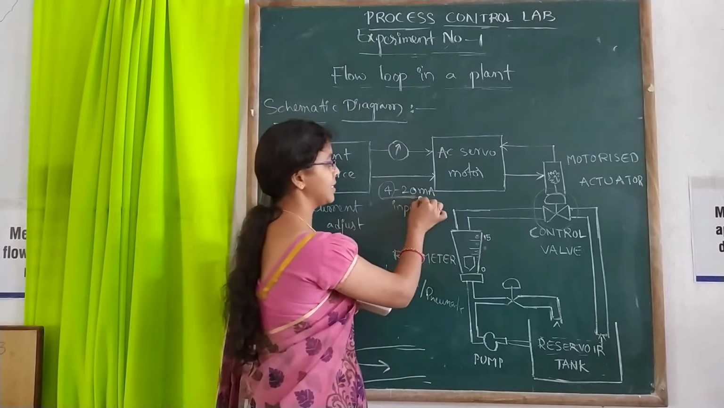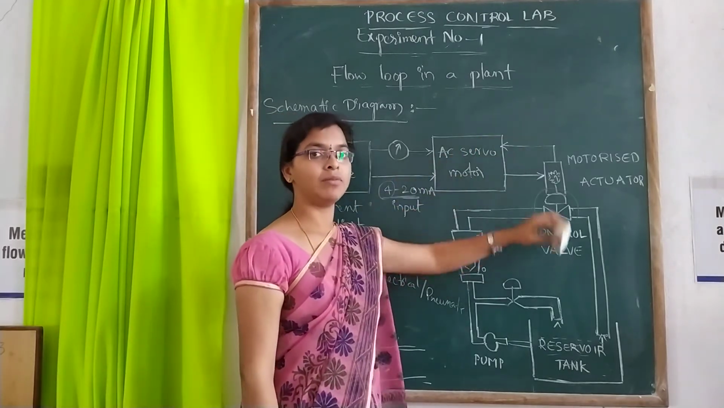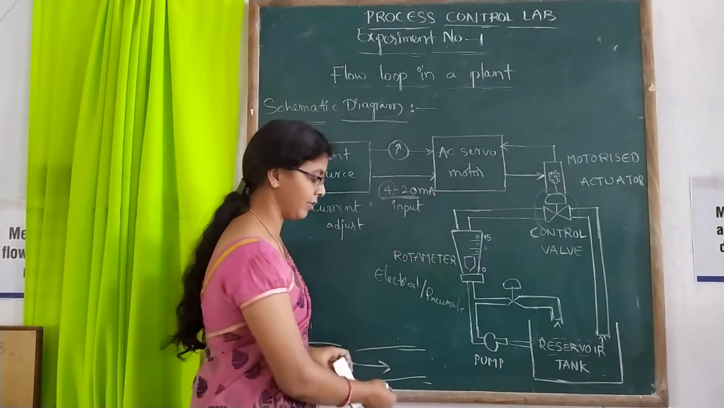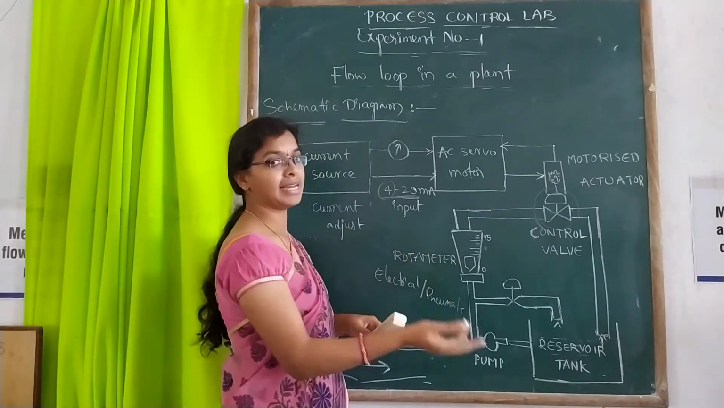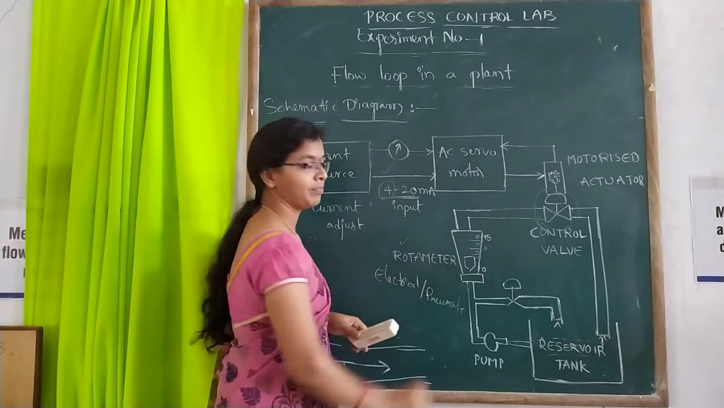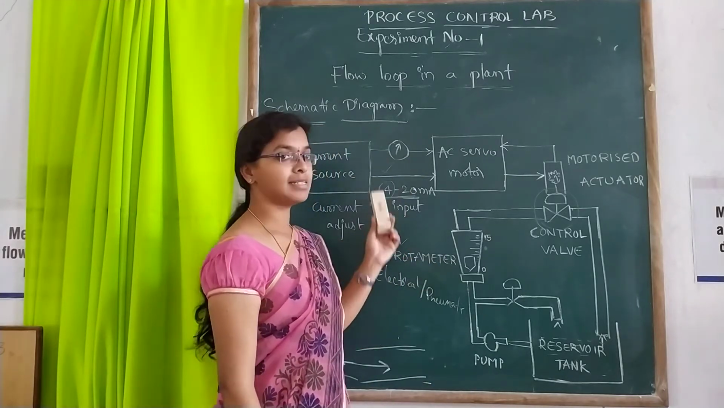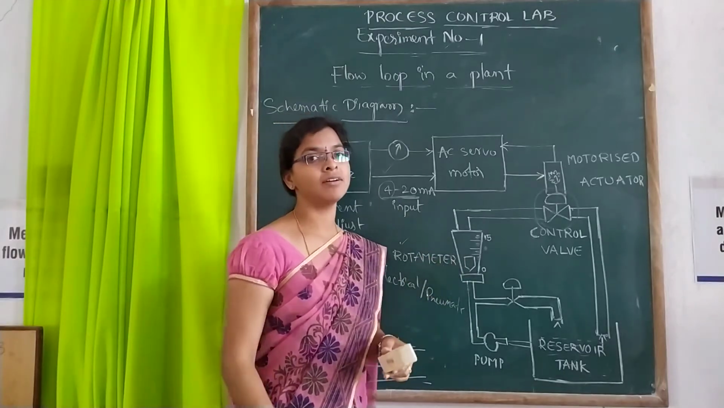Whenever you apply the maximum current, that is 20 milliamps, the stem will move totally down, which means the flow rate will be entirely closed. So there is a linear action between the input current and the output flow rate. Okay, so if you increase the current, that increases the flow rate.